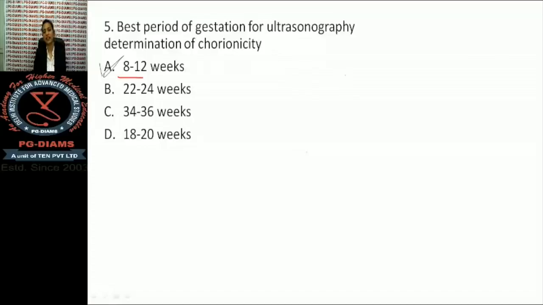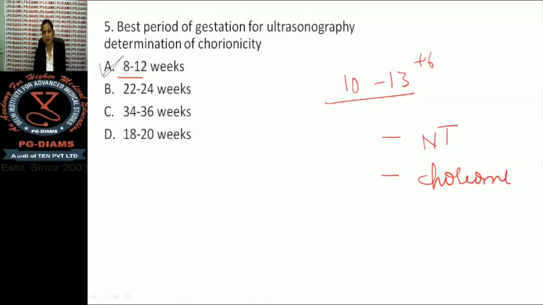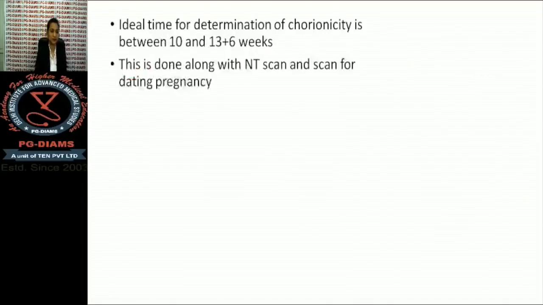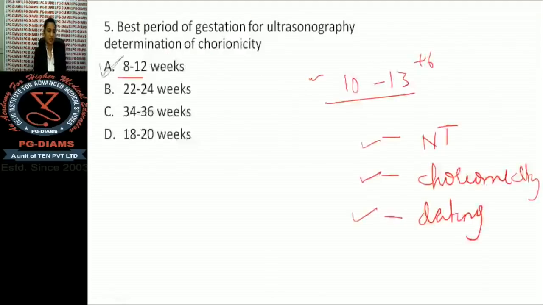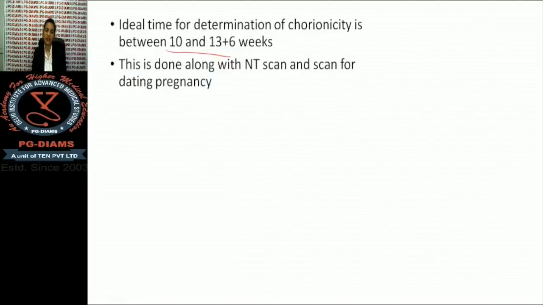Basically, according to the guidelines, between 10 to 13 plus 6 weeks in twin pregnancy, you do a scan for nuchal translucency, you do it for chorionicity and for dating the pregnancy. So for all these three indications, you have to do a scan in twin pregnancy at 10 to 13 weeks for nuchal translucency, chorionicity and dating the pregnancy. Ideal time is 10 to 13 weeks. In the question, the only option valid is 8 to 12 weeks here. And you see NT and dating as well during the pregnancy.